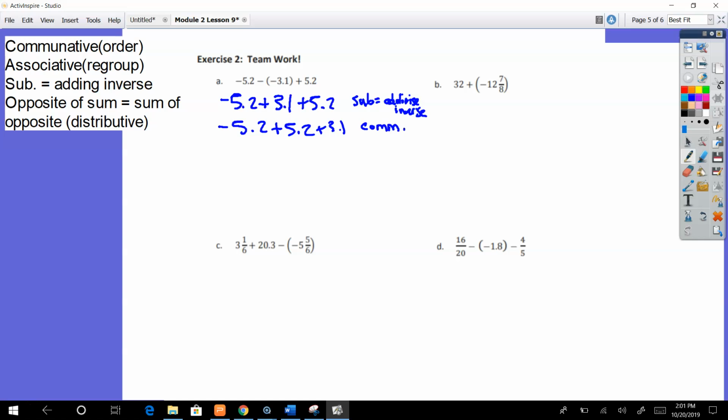So you tell your team what you're going to do and then why you're allowed to do it. Then the next person, to the left of that, would say, these two things are equal to 0 because they're additive inverses, plus 3.1. And then finally, my answer is 3.1 because 0 plus any number is itself. So you're just going to describe it.